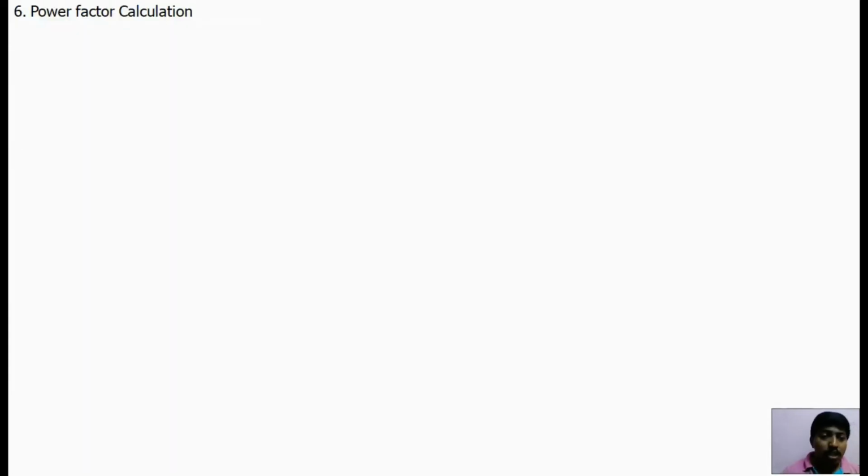Next, the sixth formula: power factor calculations. For the rectifiers, the input source power is equal to the output load power. So the input source power, Vs RMS into Is RMS into cos phi, is equal to the power delivered, which may be to an R load, RL load or RLE load. From that, the power factor cos phi is equal to the power delivered divided by Vs RMS into Is RMS.